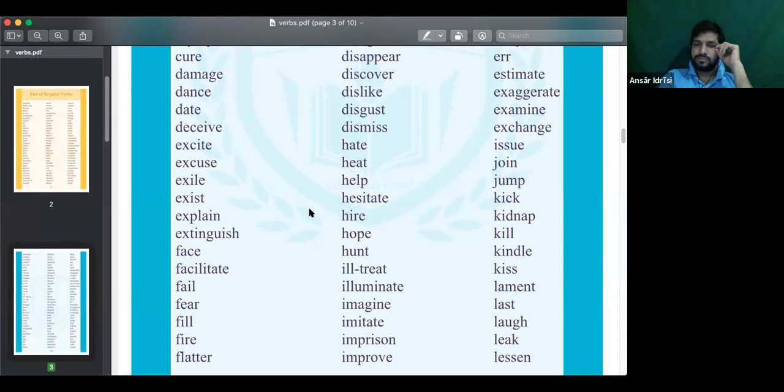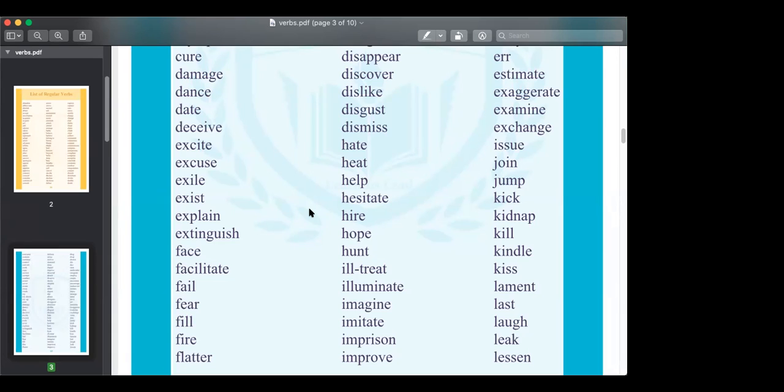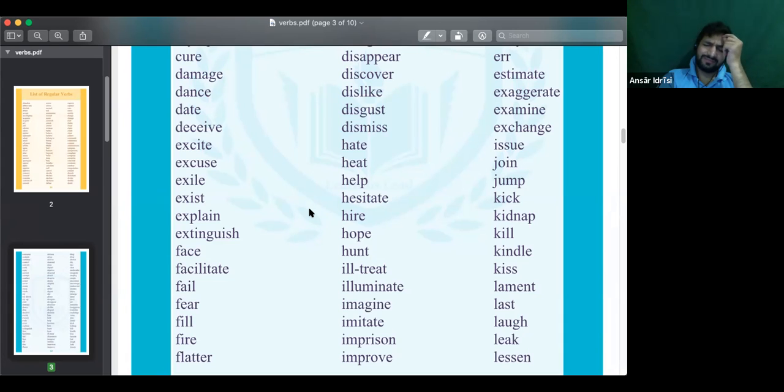We need to discover. Do we need to discover? We don't need to discover. Yes. We need to help. Do we need to help? We don't need to help. Help. Next.